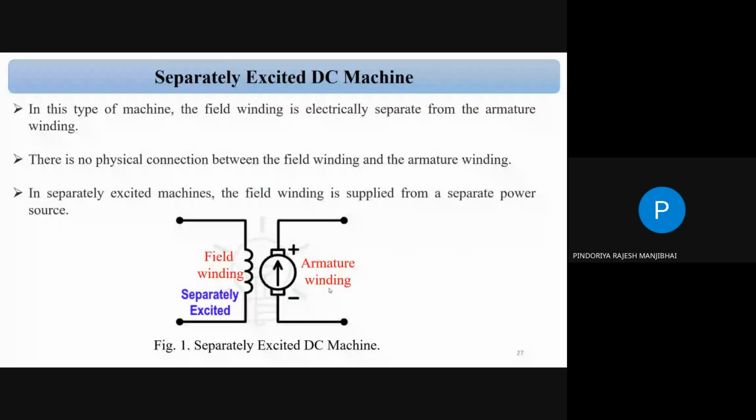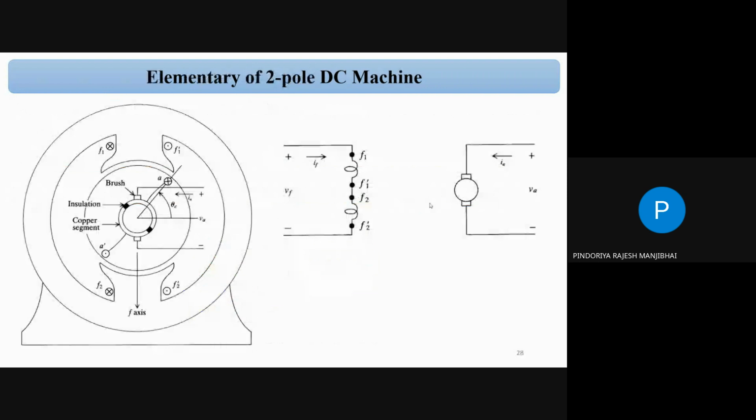What is the meaning of separately excited DC machines? We can say both are separate: the field winding is separate and the armature winding is separate. As the name suggests, it is separately excited. There is no physical connection between the field winding and the armature winding. In a separately excited machine, the field winding is supplied from a separate power source. Because there is no physical connection, we have to give both a separate power supply.